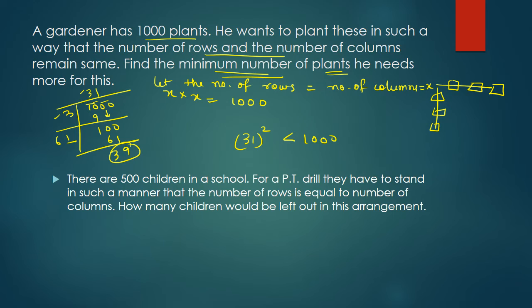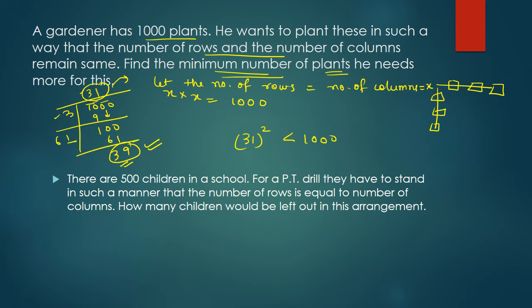So 31 square is a perfect square, but 1000 has some more number in it which is not making it a perfect square. If I would have asked what should be subtracted to make it a perfect square, I would say 39. But the question is asking what should be added. So 31 square is complete, but 39 plants are left.